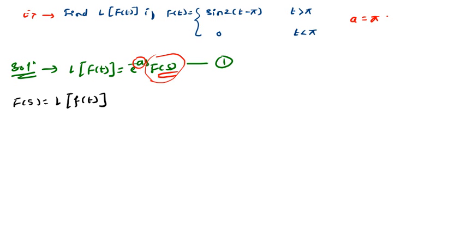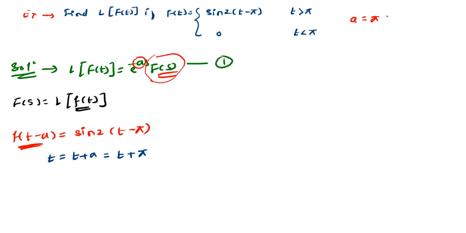So to calculate this f of s, we need f of t. And how is this f of t given? F of t is given using f of t minus a. So what is f of t minus a in this example? That is sine of 2 times t minus pi. You can calculate f of t using this f of t minus a by replacing t by t plus a. But what is a? A is pi, so replace this t by t plus pi.